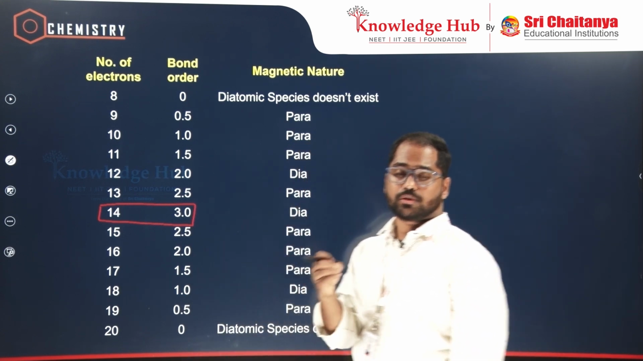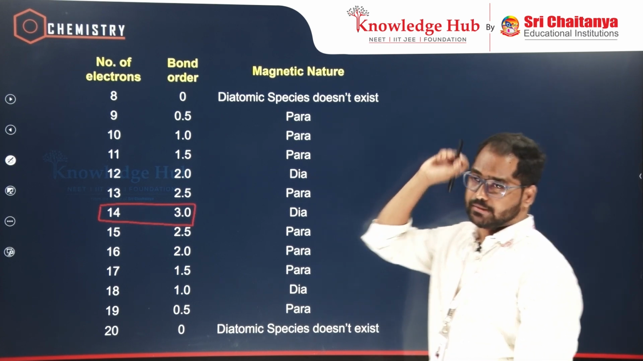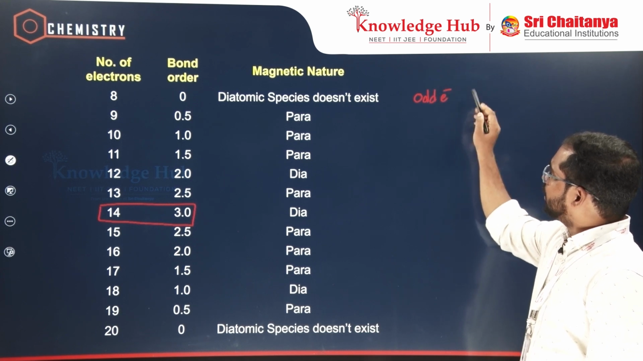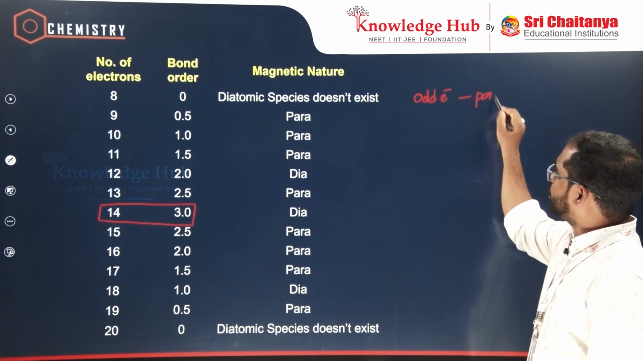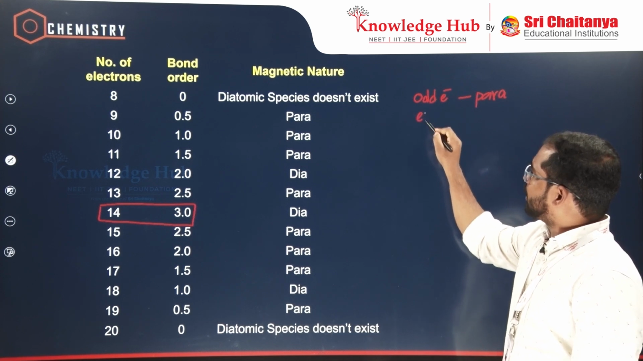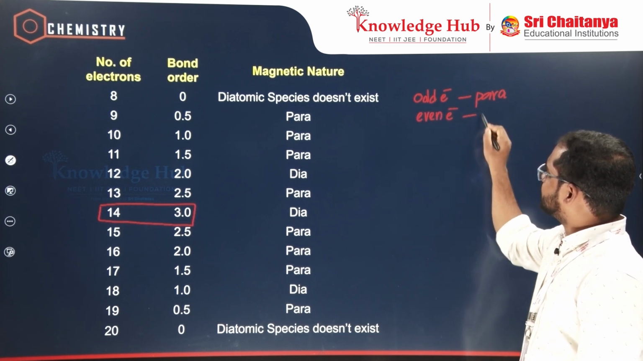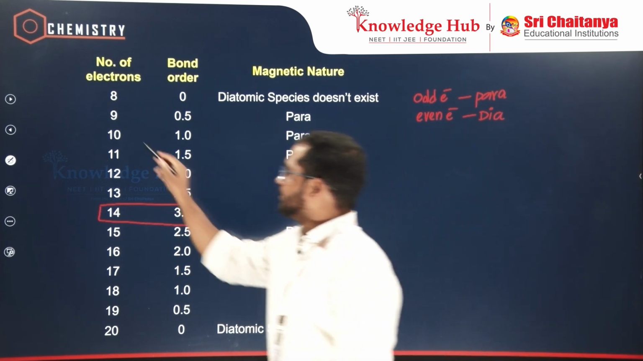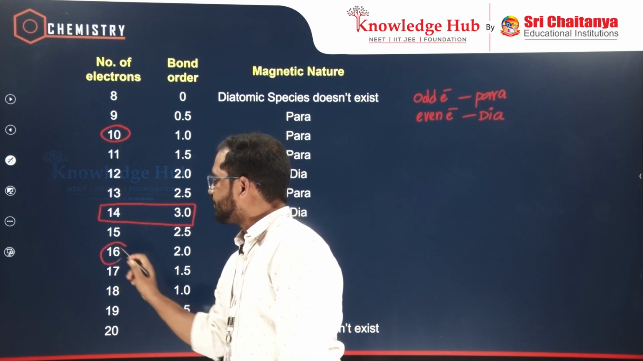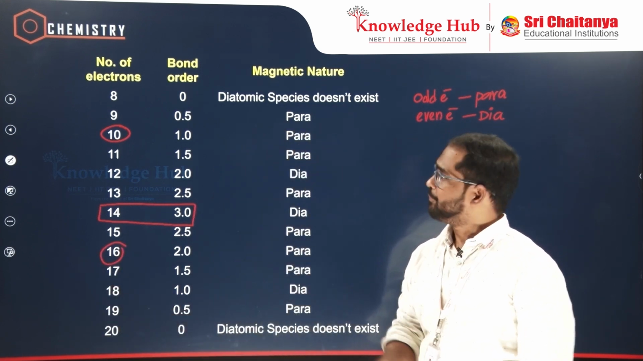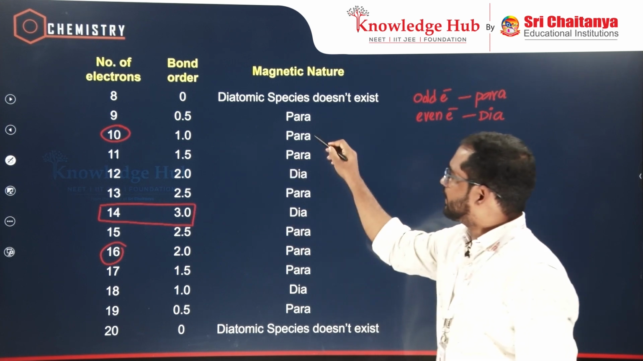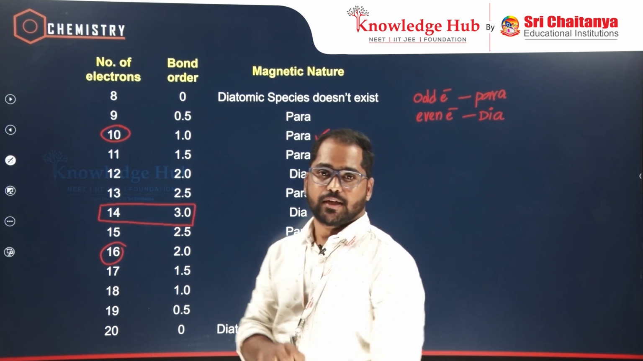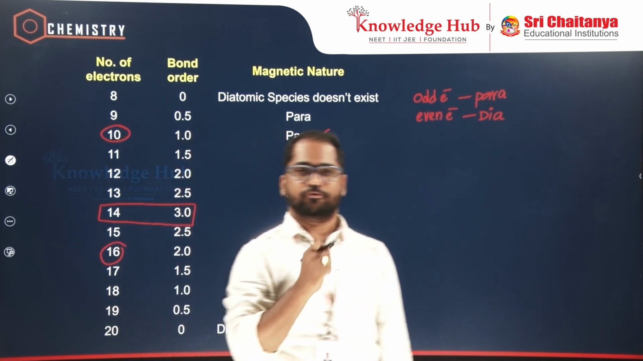In order to know the magnetic nature, there is another shortcut method which we need to follow: if the number of electrons is odd, the magnetic nature is going to be para. If the number of electrons is even, then the magnetic nature is going to be dia. But this exception we need to remember: for number of electrons 10 as well as 16, when we have 10 and 16, the magnetic nature is para for these diatomic species with even number of electrons.